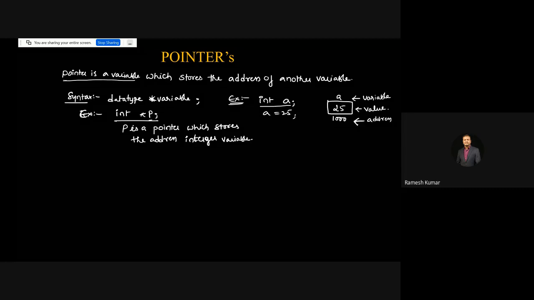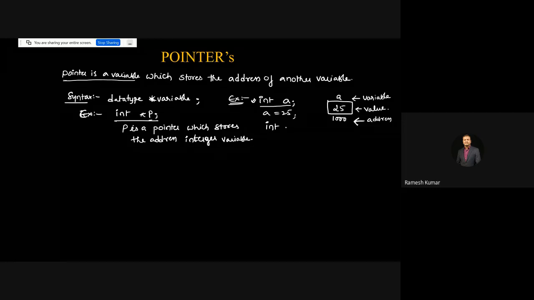Now let us take an example here. This is a declaration of a variable a. Whenever you have a declaration of variable a, memory is allocated for that variable at some location. The memory location is identified with some number called the address, and in that location the variable is storing some value. Now if I want to store the address of this variable a, we need a pointer to an integer. Don't say integer pointer. We need to declare a variable which is a pointer to integer.